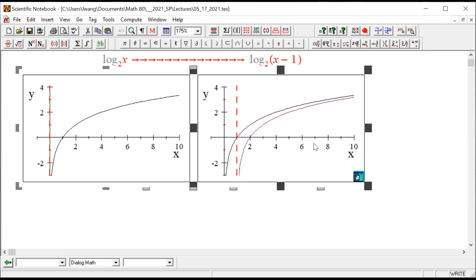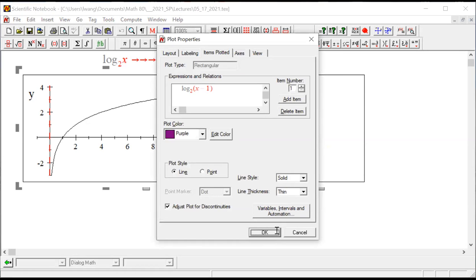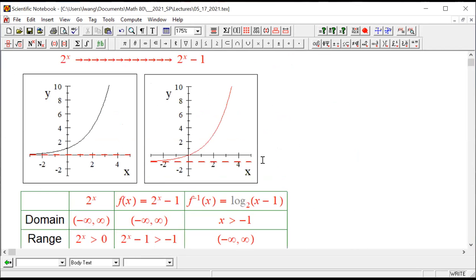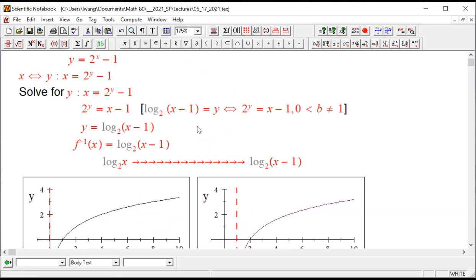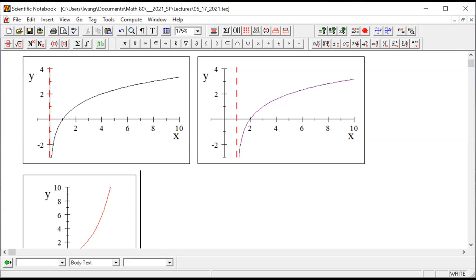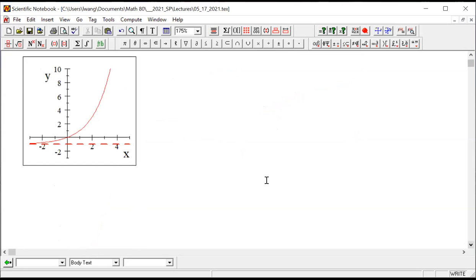You guys see that? If I am to remove this log base 2x here, you will see that very clearly. You follow me? Okay, so that's the whole picture. So now we're going to bring this purple and the red together.